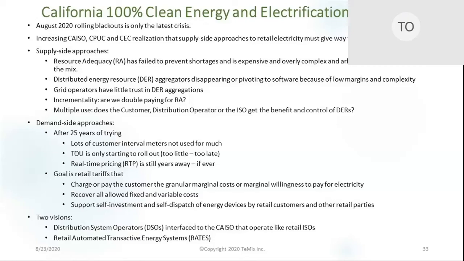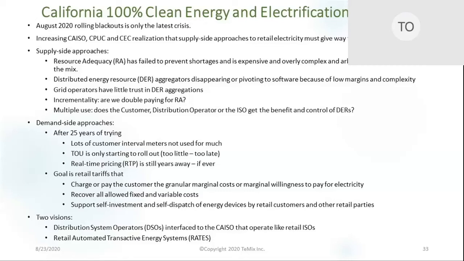The goal, I think, is tariffs, and I think the key part of designing a transactive system starts with the tariffs. We need tariffs that charge or pay the customer the granular marginal costs, or when we don't have a marginal cost, it's really marginal willingness to pay. We may not have marginal costs because at the margin, most of our assets are becoming fixed cost assets, such as solar, storage, wires, transformers, et cetera. And going forward in California, where we're going to 100% renewables or clean energy, there's very little marginal cost. So it's really which customer is willing to pay more or less for electricity at a given instant.